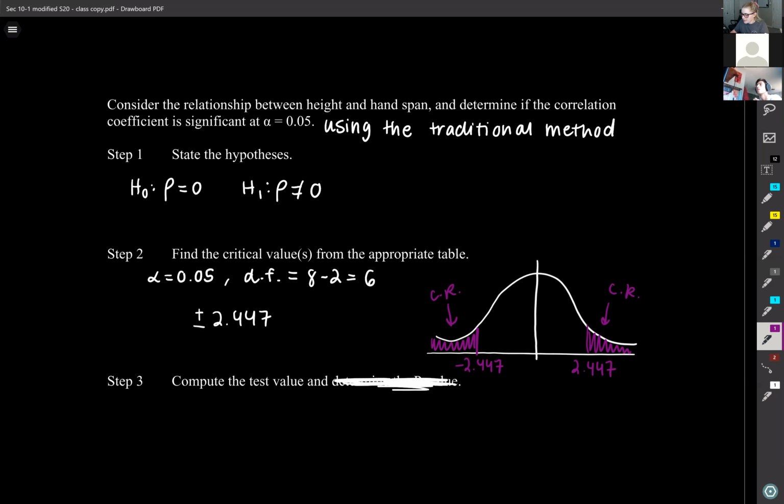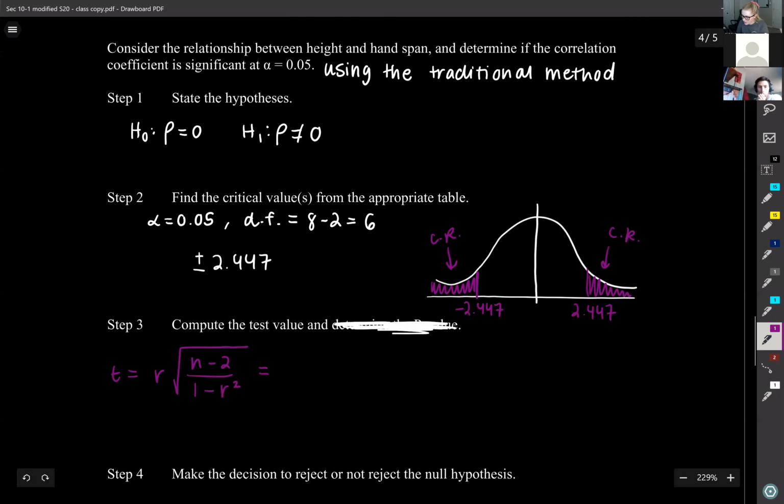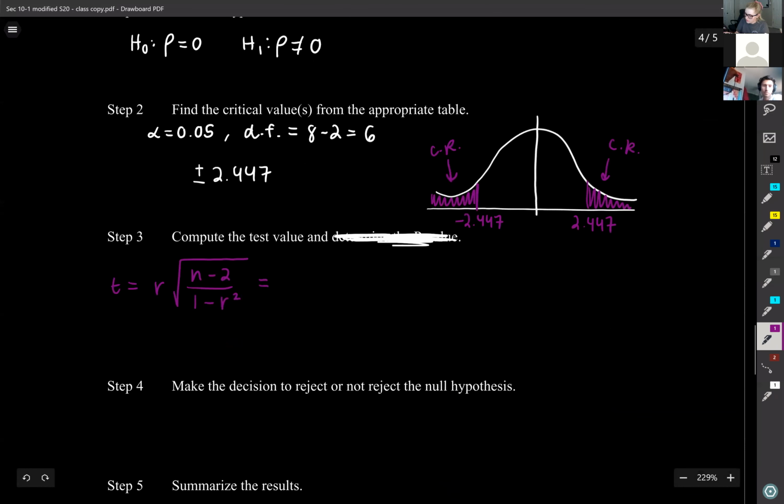Okay, so let's compute the test value now. So I wrote that formula down, and it is t equals r times the square root of n minus 2 over 1 minus r squared. So we found our last class period, and we said it was, sorry, let me go back and check, 0.753. So we have that r is equal to 0.753. And then we know that our number of data pairs, we had 8 of them. So all you have to do is plug these 2 items in. And so you get 0.753 times the square root of 8 minus 2 over 1 minus 0.753 squared.